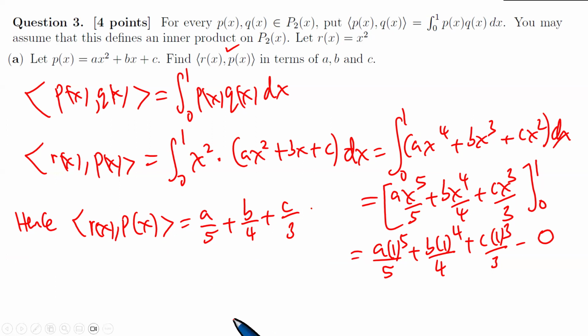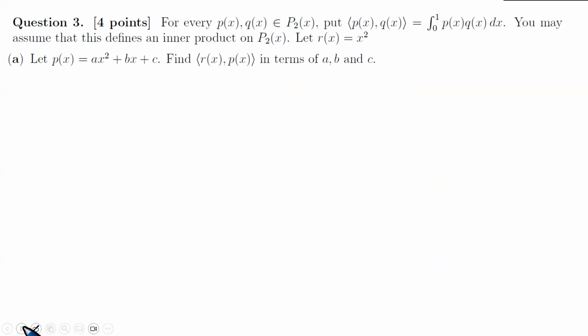Okay, so we have exactly this part here. So that's A out of 5, B out of 4, C out of 3. So this is the answer. So find this inner product in terms of A, B, and C, and therefore this is the inner product, and then we're done. Let's move to part B.